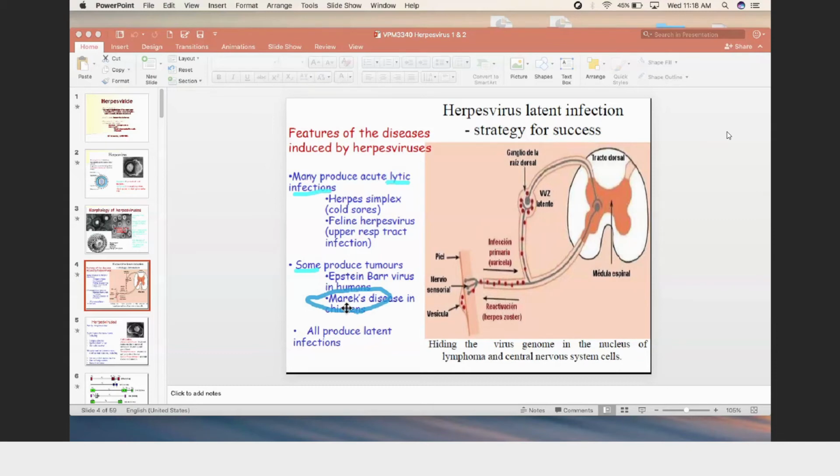It is an interesting virus. And one characteristic of all herpes viruses is that they all produce latent infection. All of them, it does not matter whether alpha herpes, beta herpes, or gamma herpes. All of them establish latency, but where they remain latent may vary from one type of herpes virus to another. So basically, virus infections are like this.